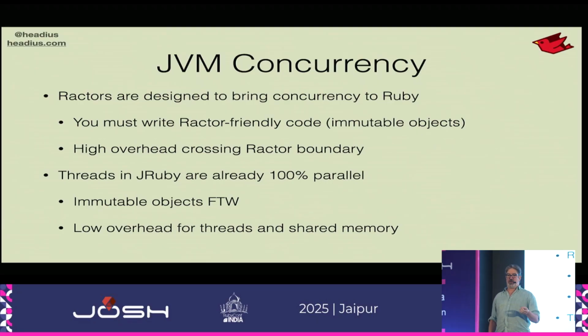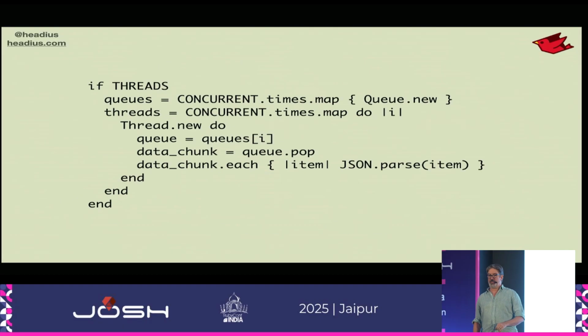Ractors are designed to bring concurrency to Ruby, but you have to write Ractor-friendly code. You have to treat it like a separate instance, like you're throwing a request over the line and getting a result back. It makes it difficult, and there's a lot of overhead crossing that boundary. Threads in JRuby are already 100% parallel. If you use immutable objects, like you would have to do with Ractors anyway, you can have low overhead with real threads and shared memory and get real performance out of all the cores on your system.